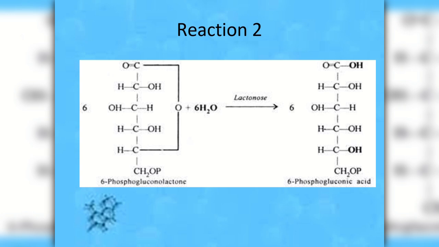Reaction 2. 6-phosphogluconolactone is hydrolyzed by the enzyme lactonase to produce 6 molecules of 6-phosphogluconic acid.